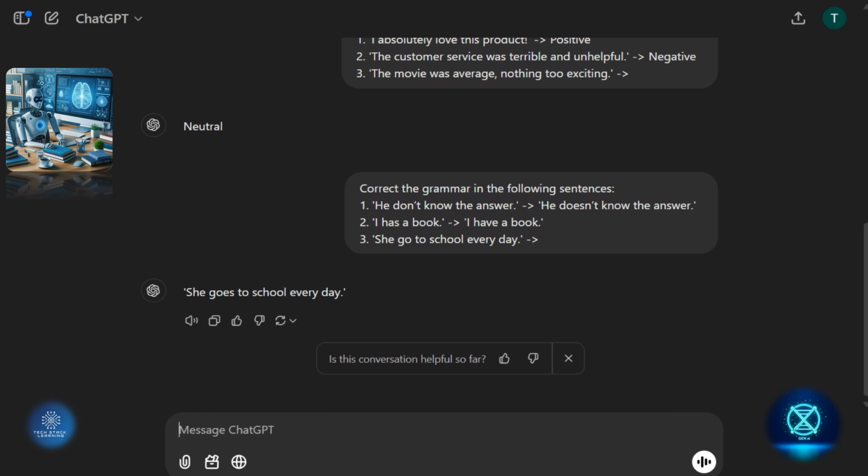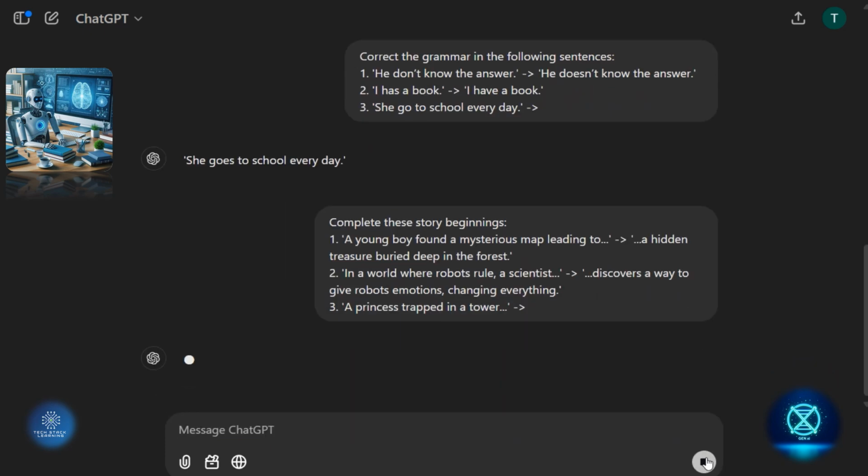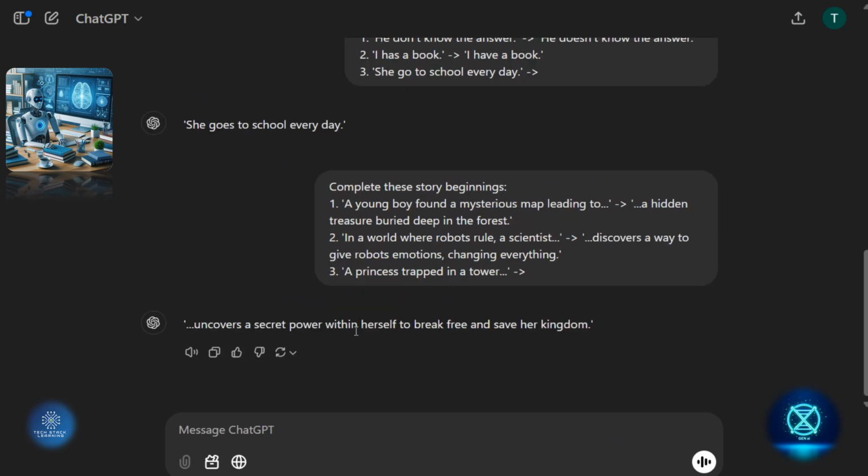Giving examples. Next, we can take an example of story continuation. I have a story, and I want to have it completed, right? So I say a young boy found a mysterious map leading to, and then I'm giving, okay, this is how it has to continue. Same way, princess trapped in a tower. Let's see what Gen AI is going to complete. So it says uncovers a secret power within herself to break free and save her kingdom, right? So this is another example of how the model uses the examples to understand how to continue the narratives.